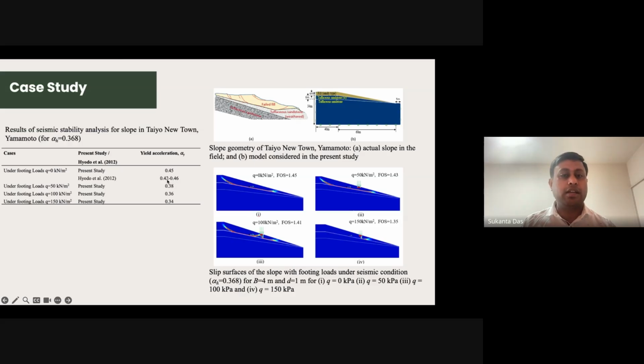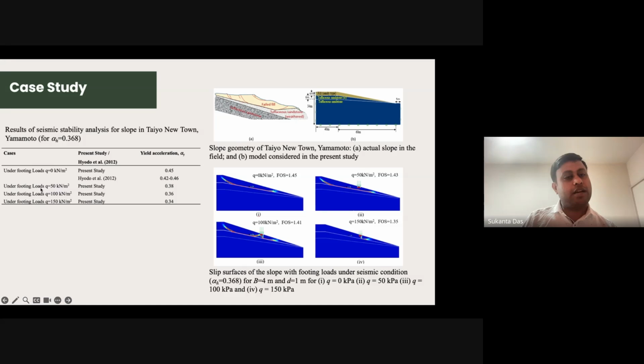They computed the yield acceleration. What is yield acceleration? It is the acceleration at which your factor of safety becomes 1, like the slope is at rest, just stable. Just stable means the disturbing force and stabilizing force are equal, the factor of safety is 1. They proposed 0.42 to 0.46. They did some trials, but we are getting 0.45. So it is quite relevant.